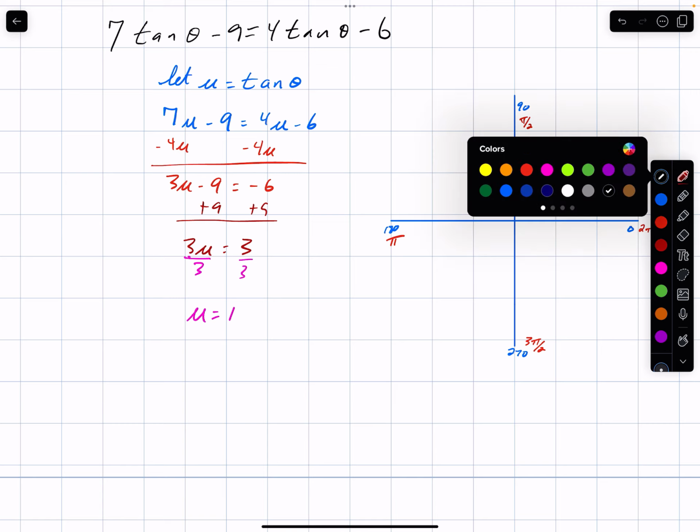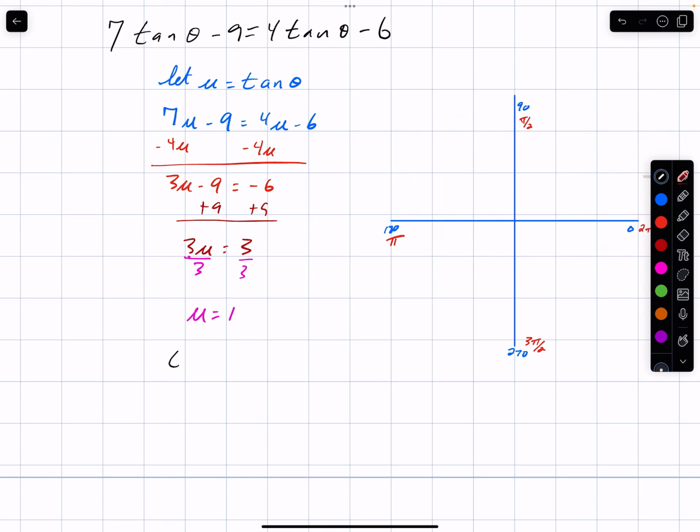Last step for the solving aspect is let's replace u with tangent. So the tangent of theta is equal to 1. Okay, now knowing from the hand trick, this is an exact value. We know that tangent theta equals 1 at what degree measure? So if you want to go backwards using the hand trick, you can realize that that's a 45-degree angle. But if not, use your calculator. Say theta is equal to tangent inverse of positive 1.